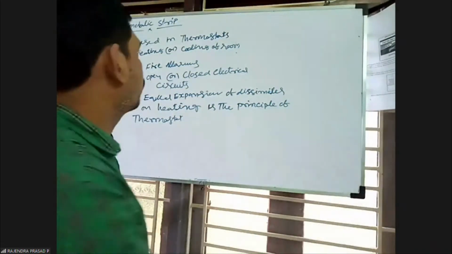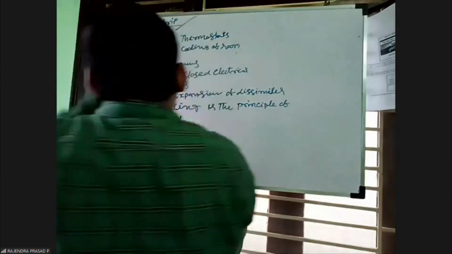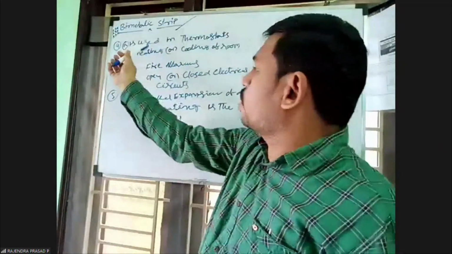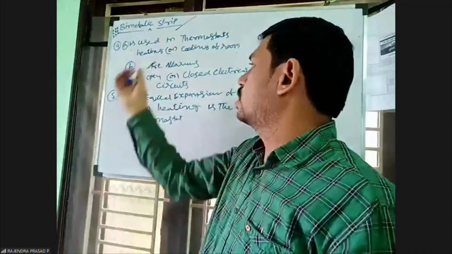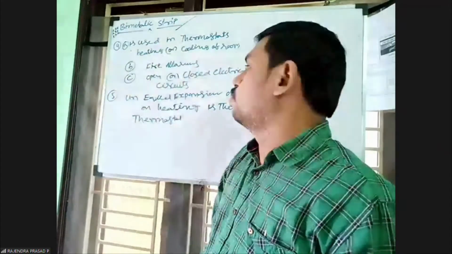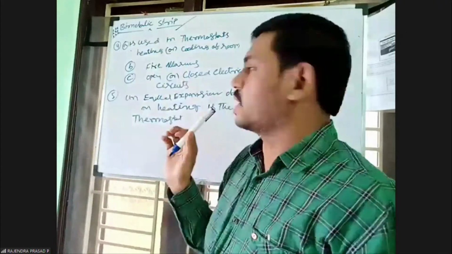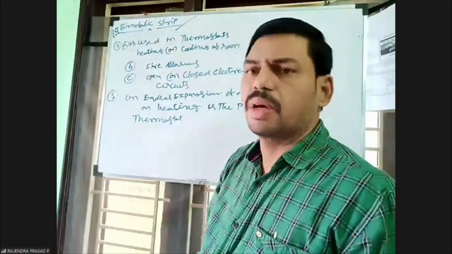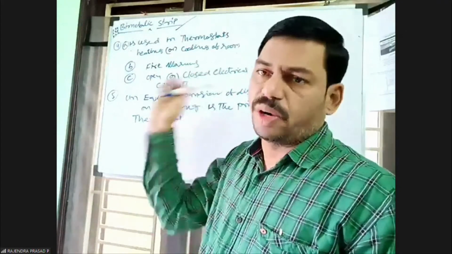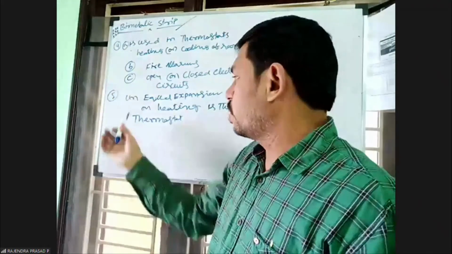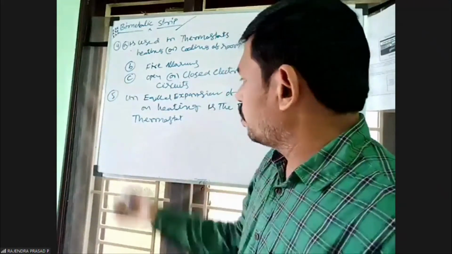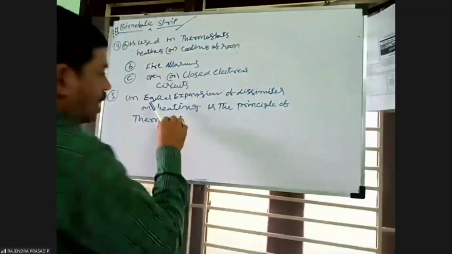So the principle of thermostat. What are the uses of bimetallic strip? Bimetallic strips are used in thermostats for regulating heating or cooling of rooms. They are used in fire alarms. They are used to open and close electrical circuits. They are used in refrigerators and automatic switches. Okay, right. Next one is the principle of unequal expansion of dissimilar metals.